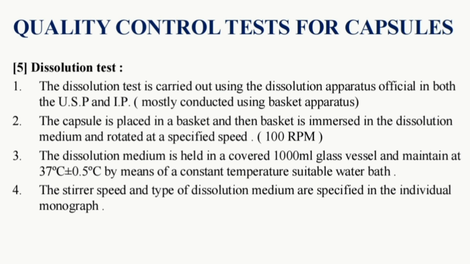Dissolution test. This dissolution test is official in both USP and IP, and it is conducted using the basket apparatus. The capsule is placed in the basket and then the basket is immersed in a dissolution medium, and it will be rotated at a specific speed, that is 100 rotations per minute. This dissolution medium will be held in a covered 1000 ml glass vessel and maintained at 37 degrees Celsius by means of a suitable constant temperature water bath. The stirrer speed and the type of dissolution medium are specified in the individual monograph.